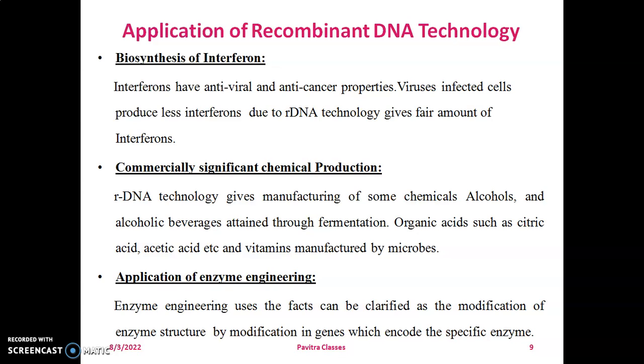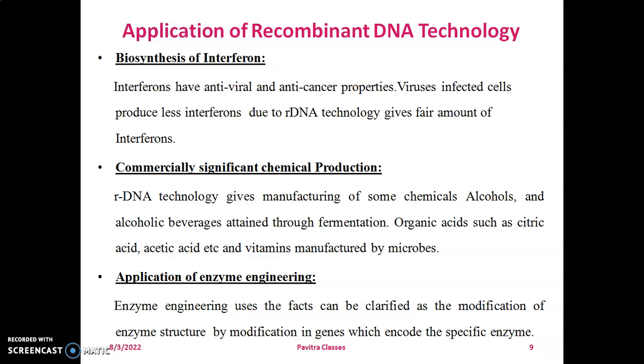Next is the biosynthesis of interferons. Interferons have antiviral and anti-cancer properties. Usually virus-infected cells produce little interferon, but due to recombinant DNA technology, we can get a fair amount of interferons with this procedure, which have good antiviral and anti-cancer properties.